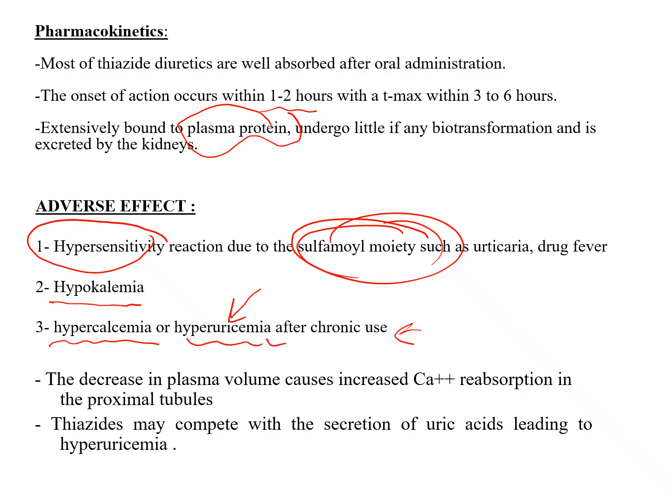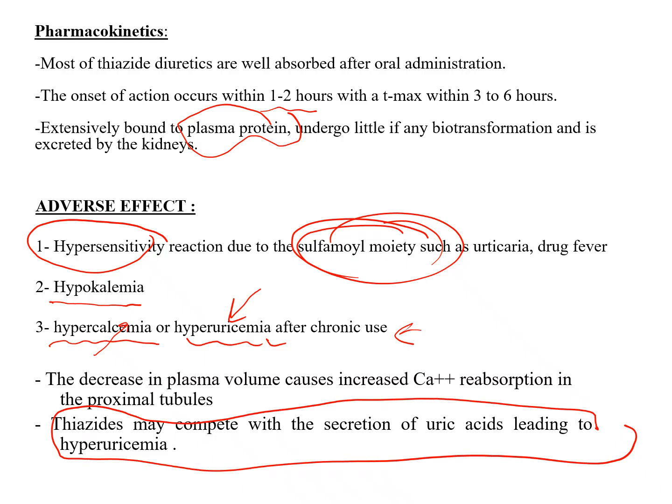Okay, so these compounds also increase the calcium level in the blood, due to increased reabsorption of calcium in the proximal tubules. I think the answer exists here in this slide: the thiazide may compete with the secretion of uric acid, leading to hyperuricemia. This is the answer to the homework we asked you, it's here on the slide. Anyways, they increase the level of uric acid and the level of calcium in the blood, as we mentioned previously.